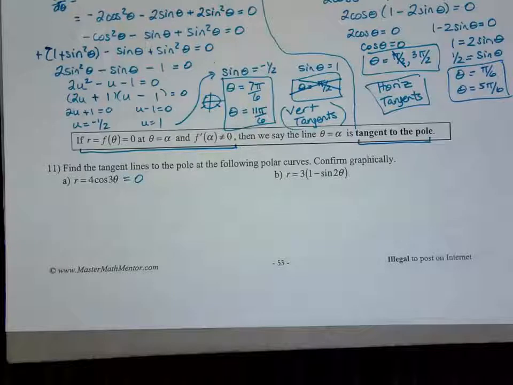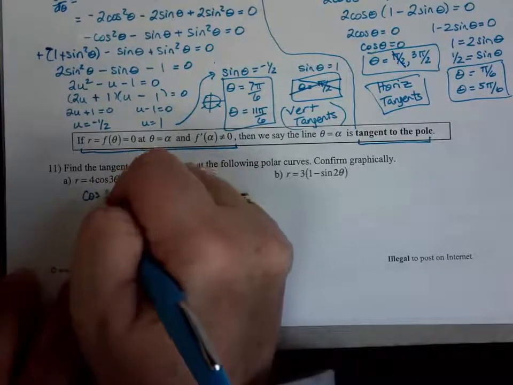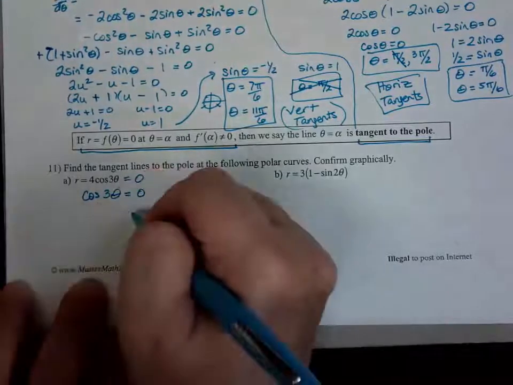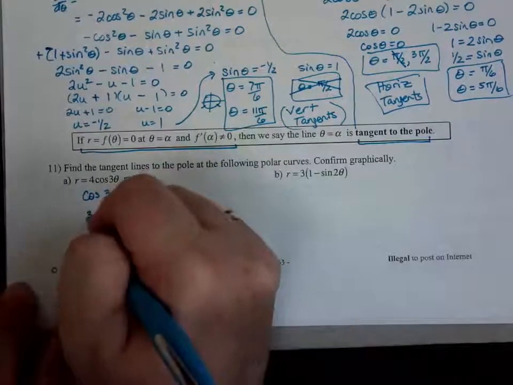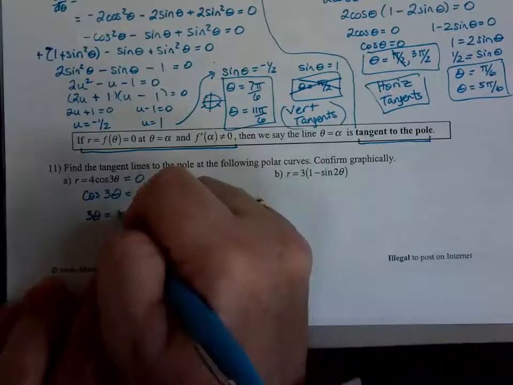How do you solve for theta? Divide by 4 first. Both sides divided by 4, we get cosine of 3 theta equals 0 still. Now we're going to pretend for a minute that 3 theta is just theta. So instead of writing theta equals blah, we write 3 theta equals blah. Now, where is cosine equal to 0? Pi halves and 3 pi over 2.